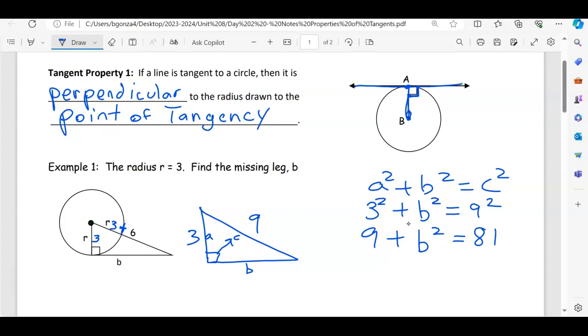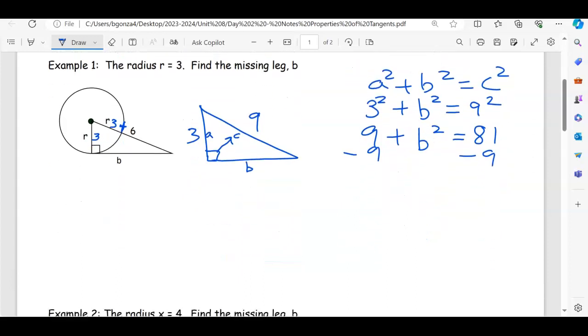Now, can you solve it from here? If I'm solving for b, how do I get rid of this 9 on the left side? We have to subtract it. We are not combining them because they're not on the same side. So you get rid of that 9 by minus 9, minus 9. Okay, so b squared equals 81 minus 9, which is 72.